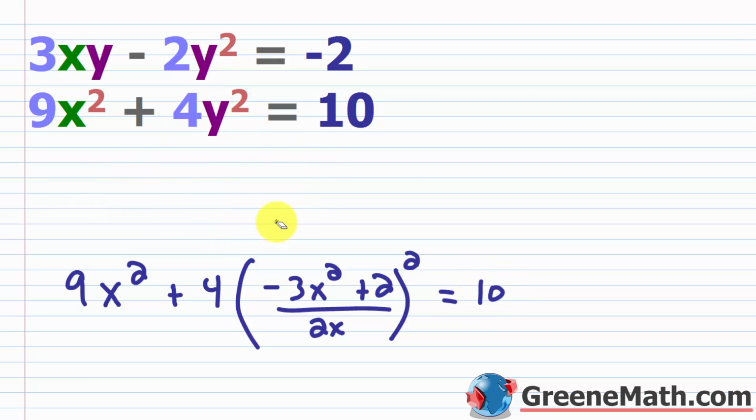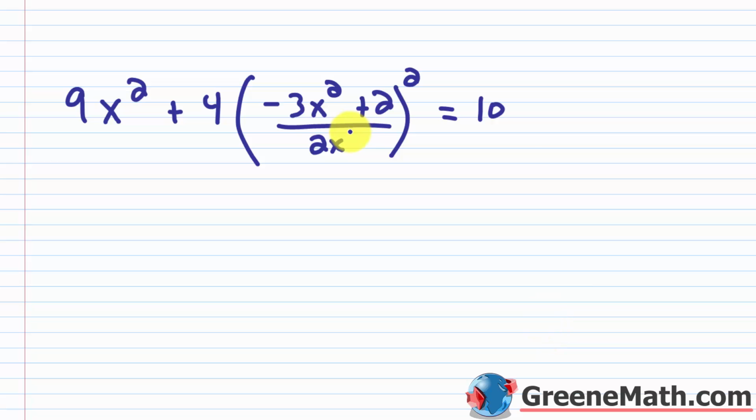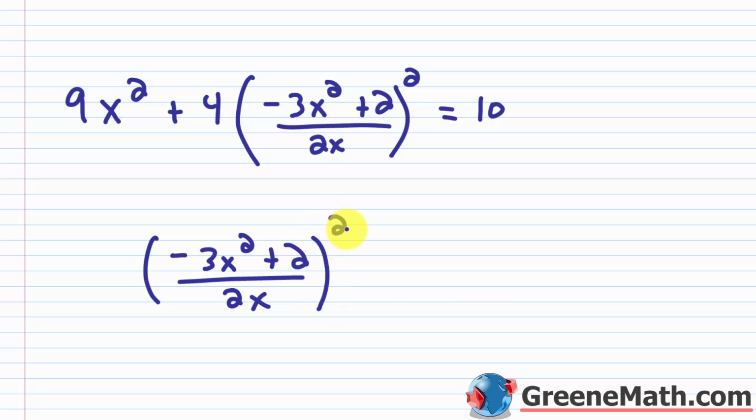So this is going to require some work. So let's scroll down a bit. So let's think about this for a second. Forget about the 4. Let's just focus on this part right here. So if I had negative 3x squared plus 2 over 2x, and again, if this was squared, then it's really like I had 2 of them, right? So negative 3x squared plus 2 over 2x.